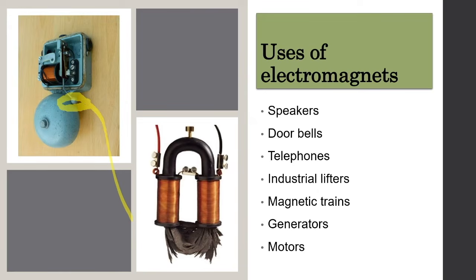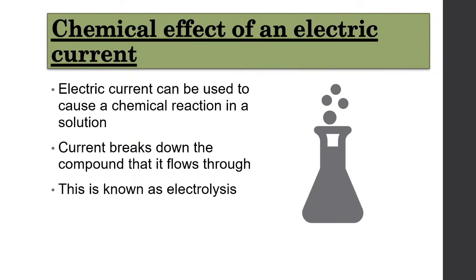In other devices, it could be found in speakers, telephones, industrial lifters, magnetic trains, generators, or motors that we use in our daily lives. Our final effect of a current is the chemical effect. So, an electric current can be used to cause a chemical reaction in a solution. This occurs because the current will break down the compound as it flows through. A specific process like this is known as electrolysis.